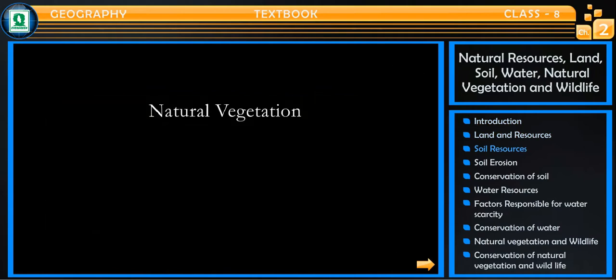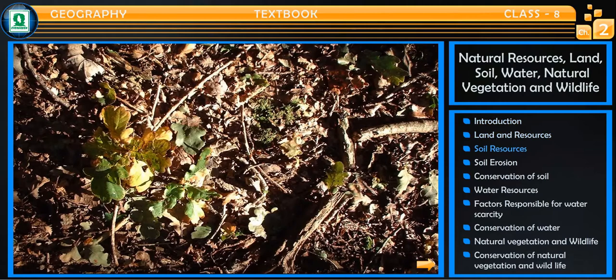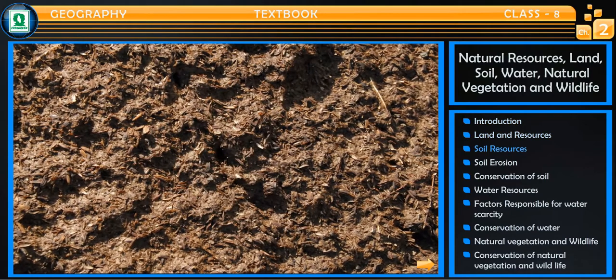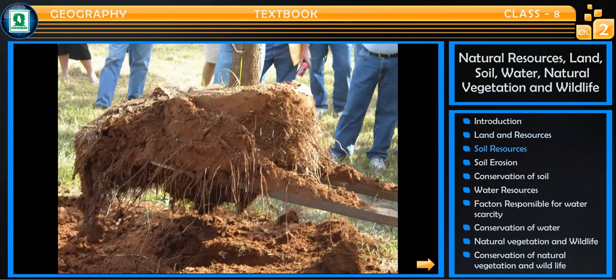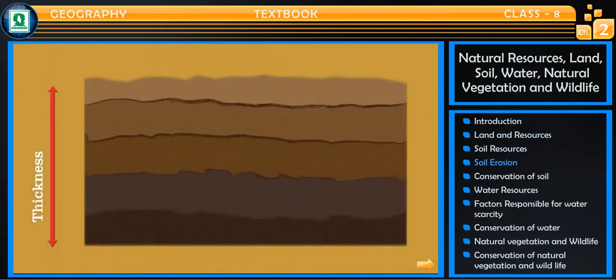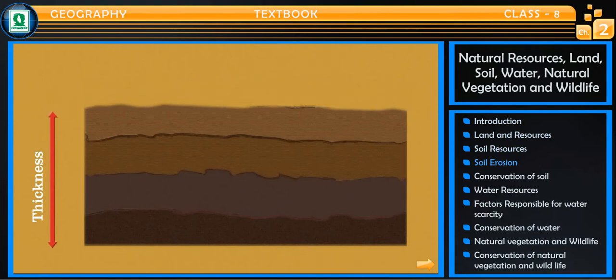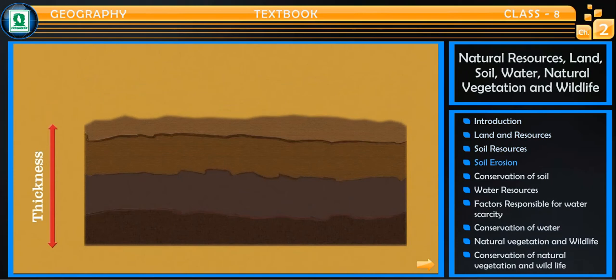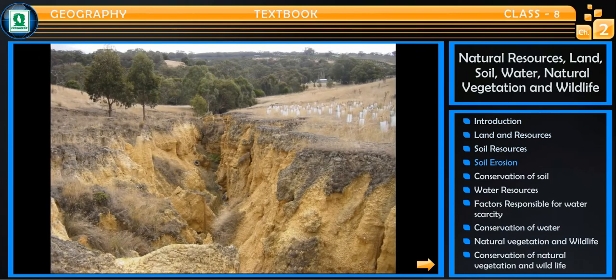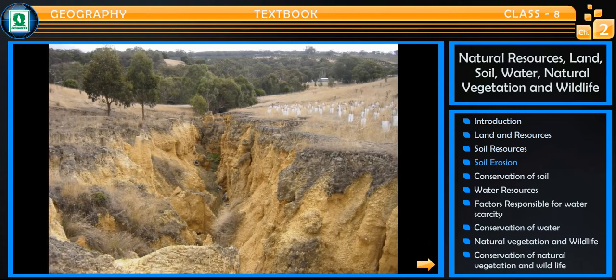Natural vegetation. The decayed leaf material adds much needed humus to the soil, increasing its fertility. The roots hold the soil and thus prevent erosion. Soil erosion. When the rate of removal of topsoil exceeds the rate of addition of fresh soil, and the thickness of the soil layer starts decreasing, such a high rate of removal of the soil is called soil erosion.